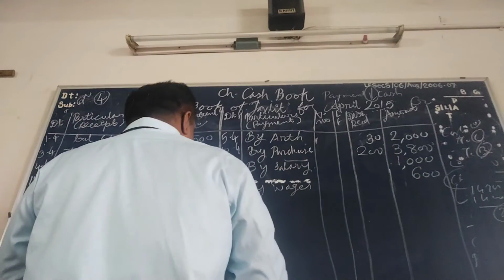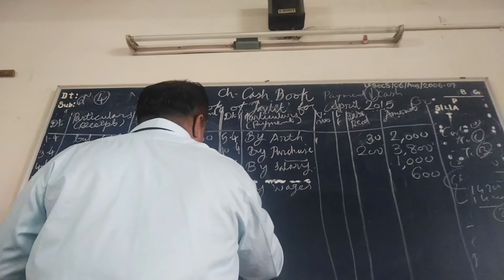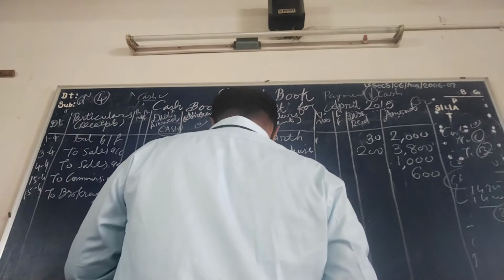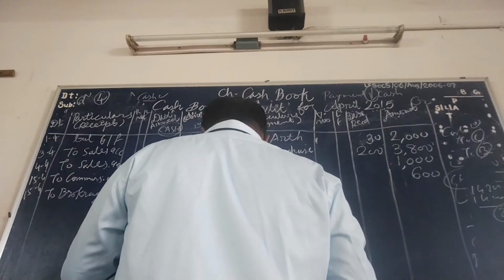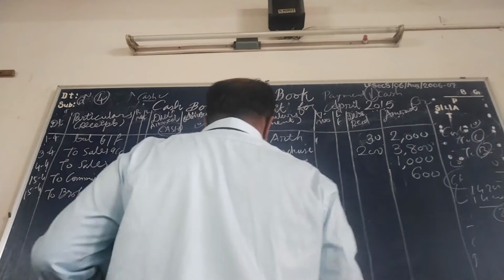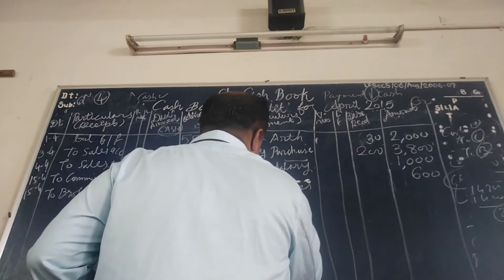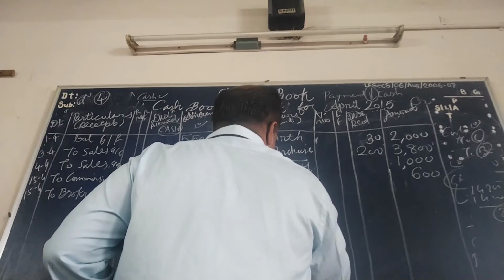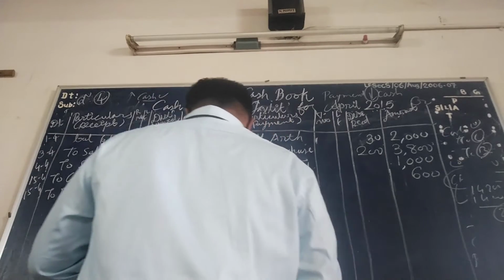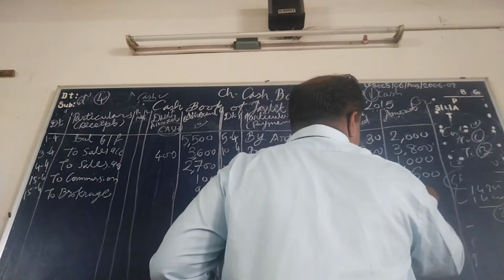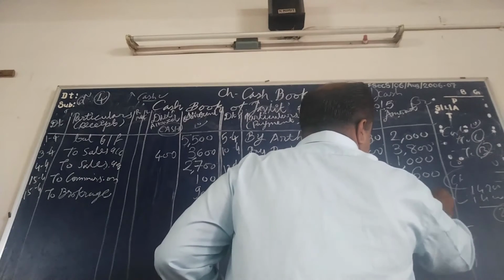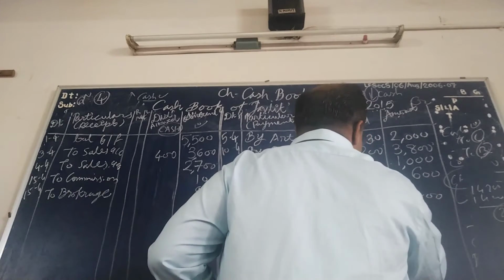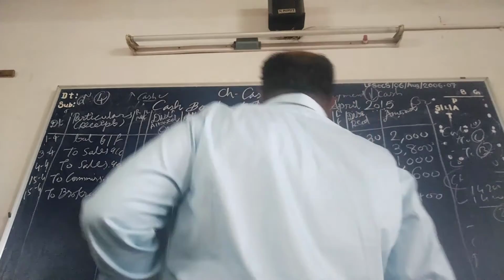Okay, so we write here 17th of April, and Krishna is the creditor. So we write here by Krishna, we paid to our creditor. So 1400 payment and 20 rupees we get the discount.